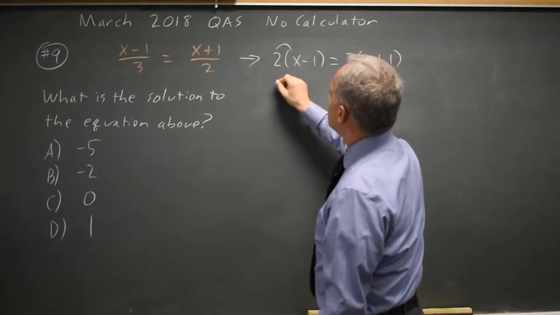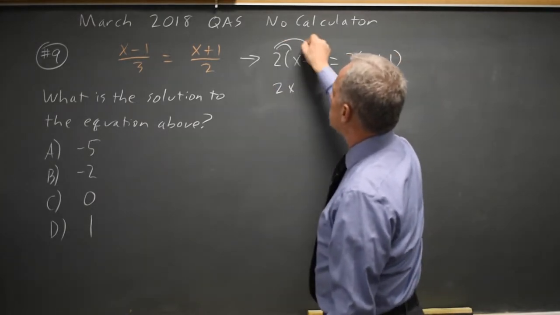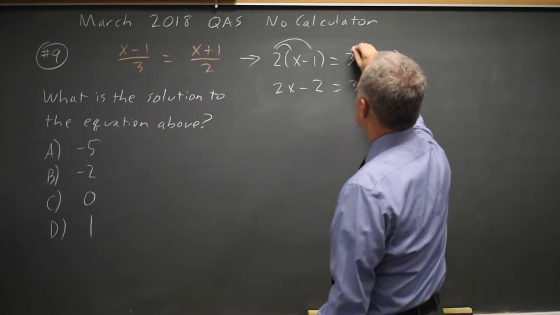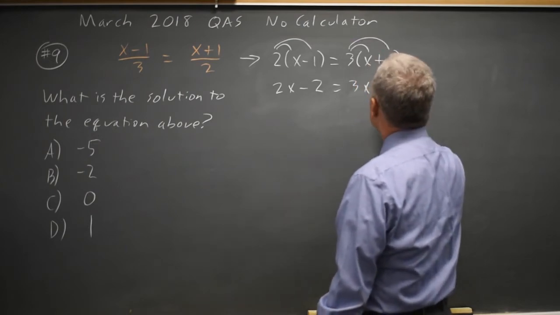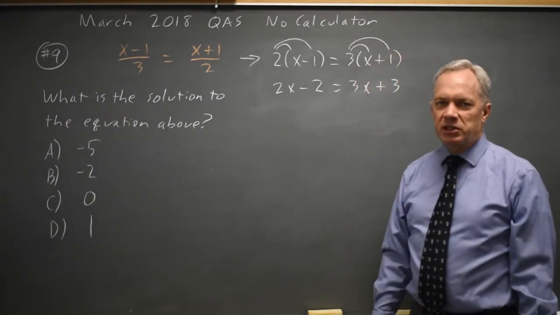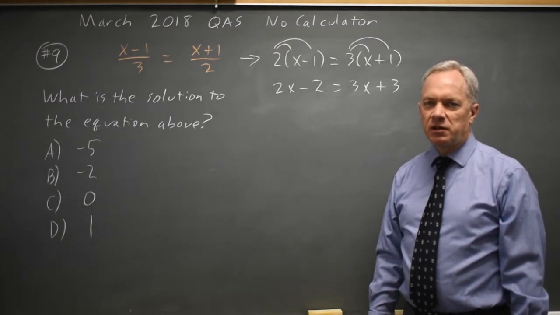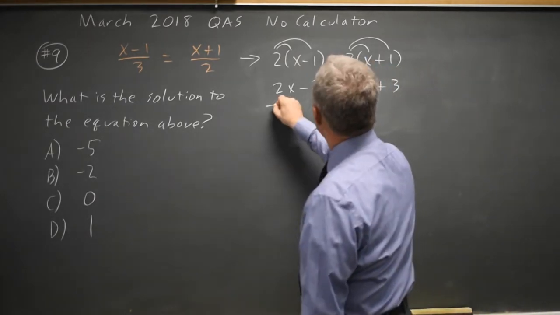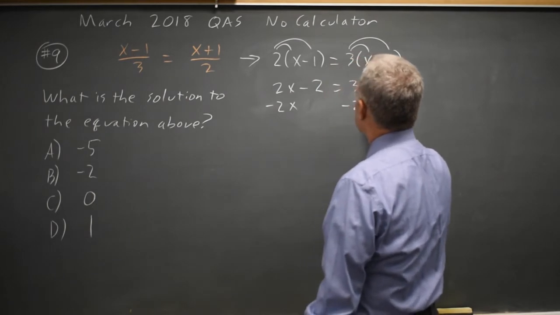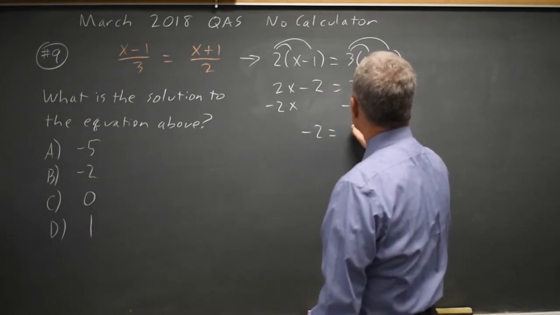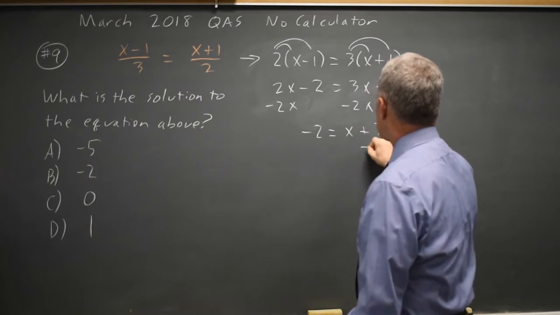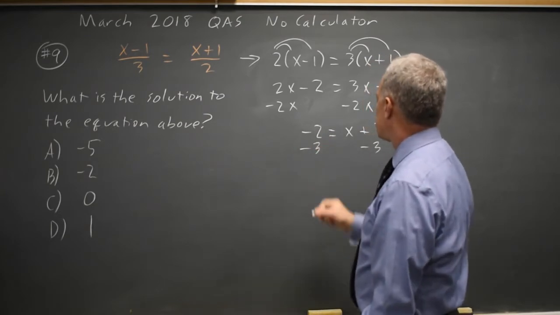Distributing, 2 times x is 2x, 2 times negative 1 is negative 2, 3 times x is 3x, 3 times positive 1 is positive 3. Make sure you distribute to each term in the parentheses, including any negatives. Let's subtract 2x from both sides. So negative 2 equals 3x minus 2x, which is x, plus 3.